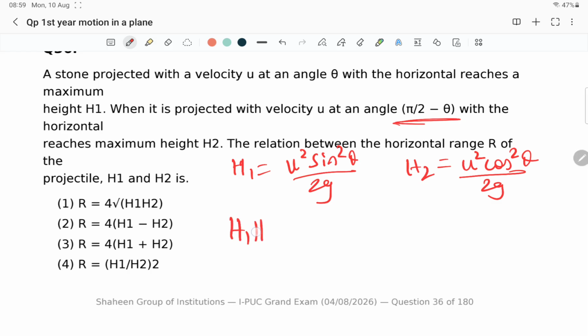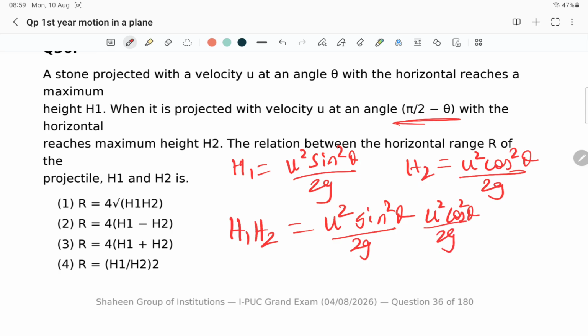So if you take h1 h2 multiplication, you will get u square sine square theta by 2g into u square cos square theta by 2g. So when you multiply this, how will you solve? You are trying to bring sine theta cos theta so that you bring range. Okay, so if you take root of h1 h2, you get u square sine theta cos theta by 2g. Okay, you shift to that side because u square sine 2 theta by g is the answer, isn't it?